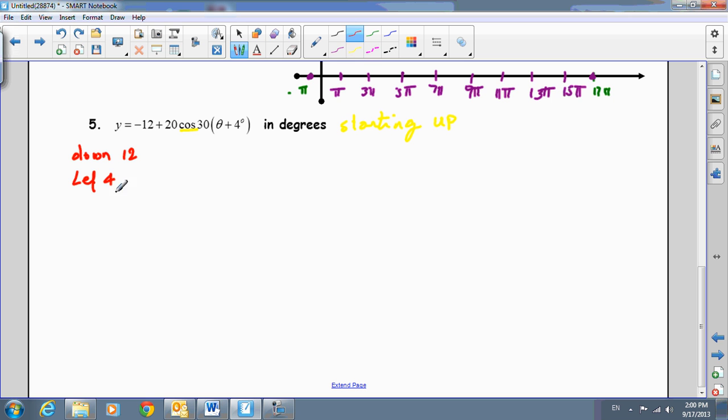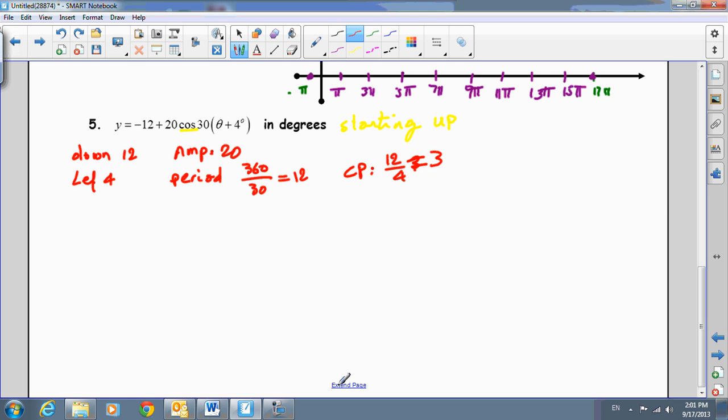Now let's keep going with the study of our functions. Go down 12, left 4. My amplitude here is definitely 20. My period is, because I'm working in degrees, since I have theta, 360 divided by 30. And if you divide 360 by 30, you get 12. The critical point, on the other hand, would be 12 over 4. And if you divide 12 by 4, you get 3.